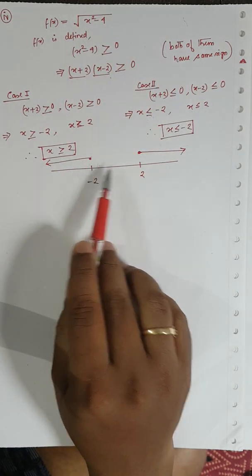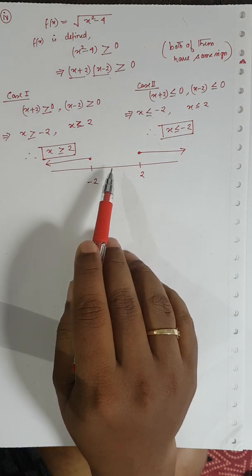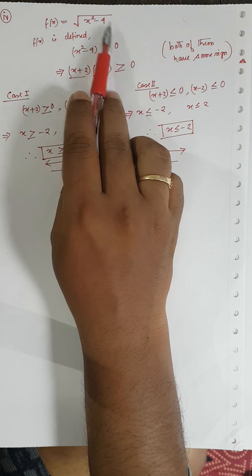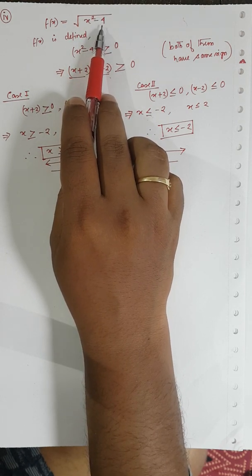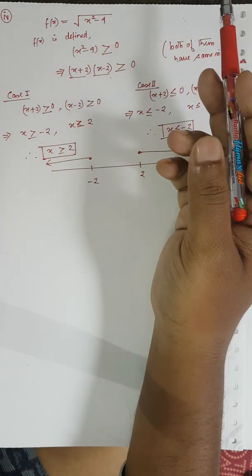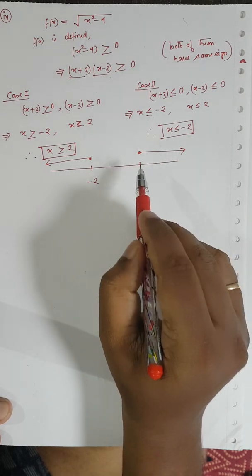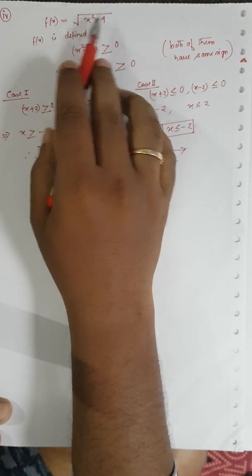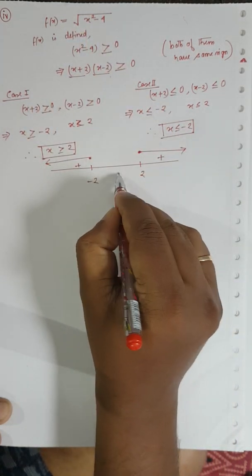If I take any value in between minus 2 and plus 2, for example, put 0: 0 square minus 4, so it is minus 4. Inside the square root, I am getting a negative value, so it is undefined. So when the value of x is from 2 to infinity and from minus 2 to minus infinity, the value of x square minus 4 will be positive. But in between, it is negative.